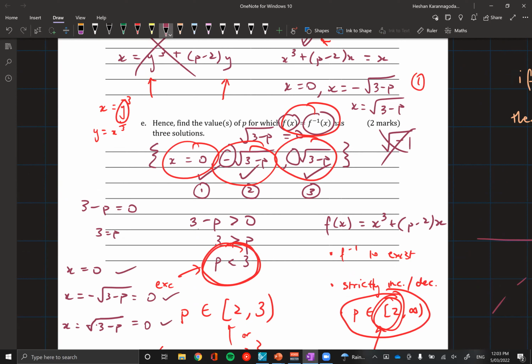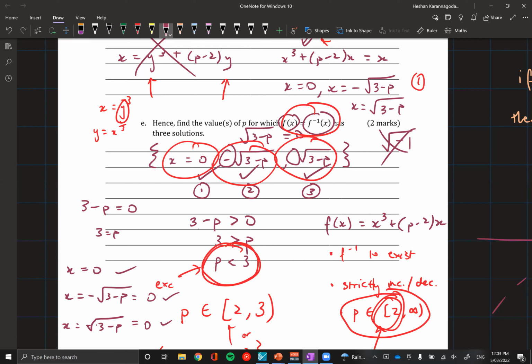So 3 solutions, but they're not unique. They're all the same, so it's not actually 3 solutions anymore. It's actually just one that overlaps 3 times. So another question. The question asked for 3 solutions. So what's the answer for the 3 solutions? Well, there's no actual answer.